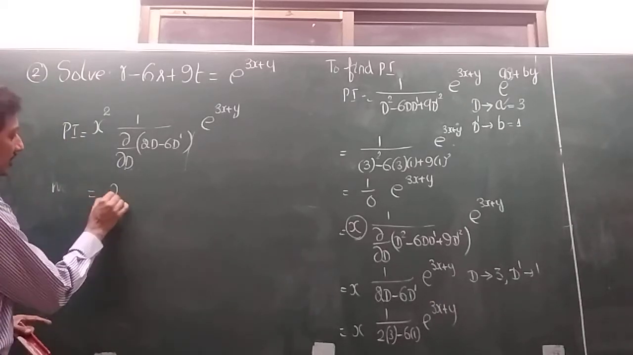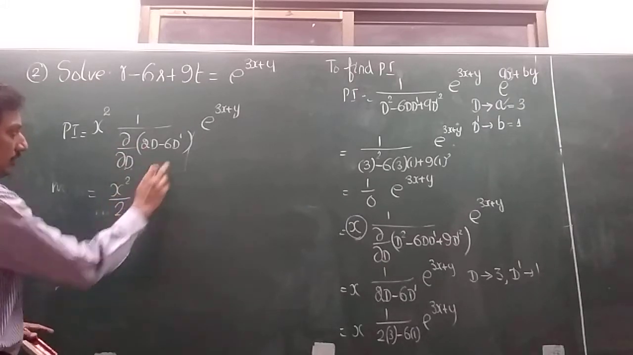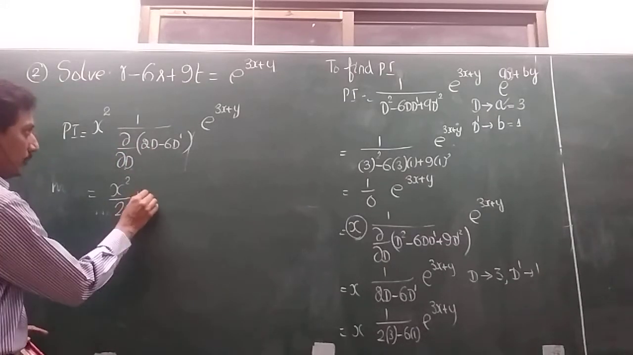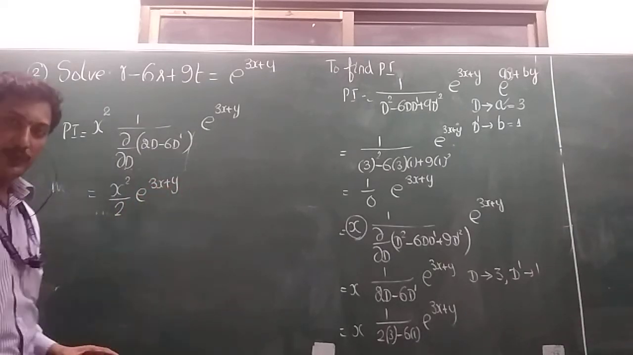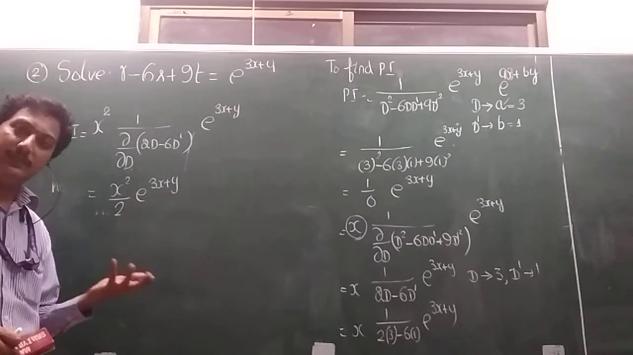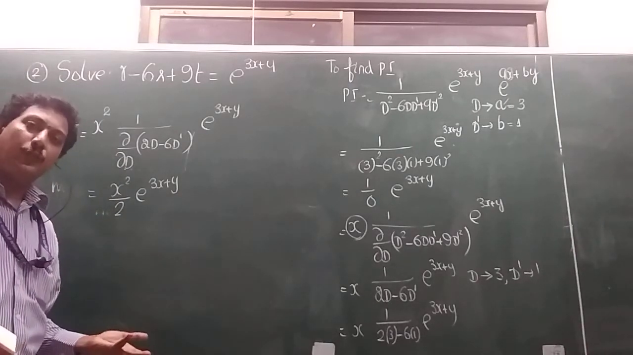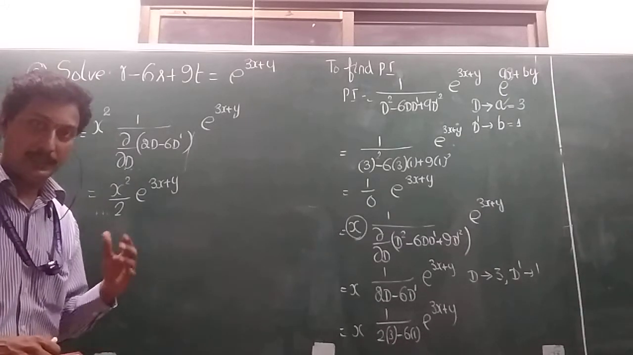Now, after differentiation, what will we get? ∂/∂D of 2D is 2. There is no D in the other term, so it is 0. So x squared by 2 into e to the power 3x plus y. Do you find any operators in the denominator? Nothing. That means no need to substitute or replace any value. So this is my required particular integral.